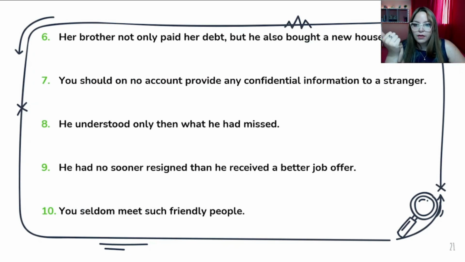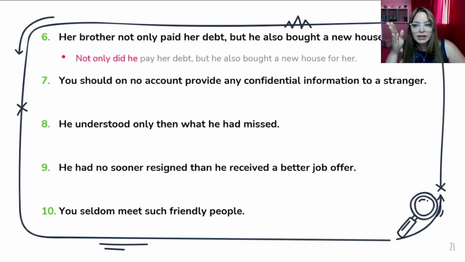Okay. Her brother not only paid her debt, but he also bought a new house for her. Okay. How can we invert this sentence? Not only did he, or did her brother, it depends on what you want to write, on how much you want to write. Not only did he pay her debt, but he also bought a new house for her.